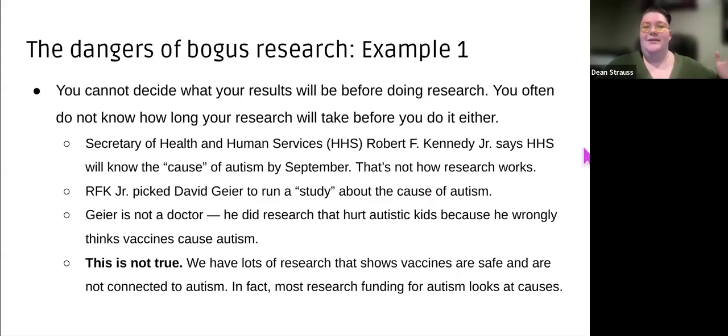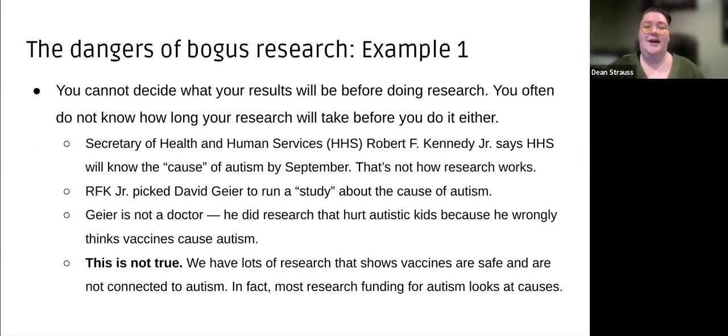So it's important. You can't decide what your results are going to be before doing the research. That means that you're probably not going to know how long it's going to take before you get started. Even while you're doing it, you might not know how long it's going to take because we want to get real results, not just quick results. So recently, the Secretary of Health and Human Services, Robert F. Kennedy Jr., said that HHS will know the cause of autism by September. But we know that's not how research works.